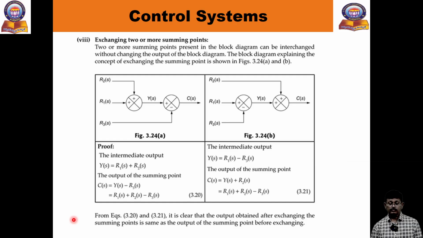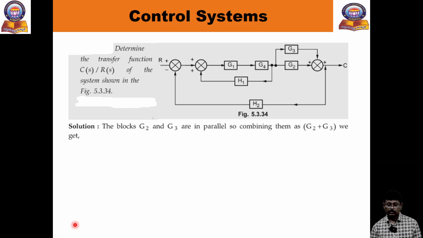Okay. Then exchange two or more summing points. You can also exchange the summing points. You can observe here plus plus, here plus minus there. You can exchange these two also. After exchange also, the value at the output must be same. Right? This is one rule. So these are the rules of the block diagram technique.